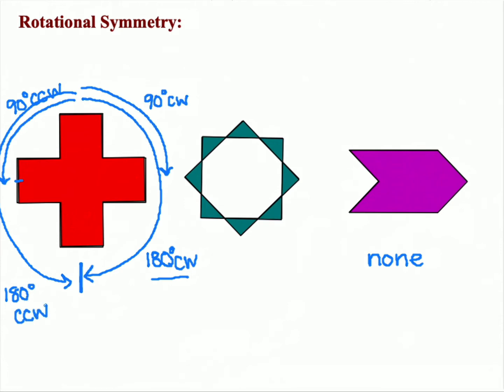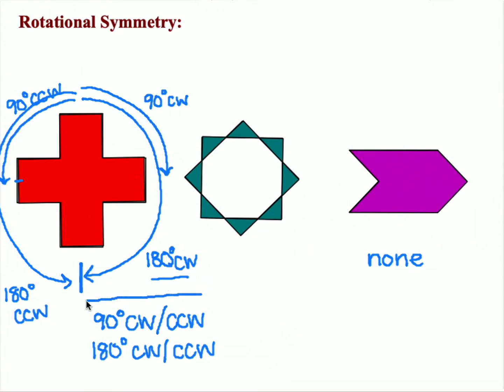So the way that I would usually write my final answer is I would write 90 degrees clockwise and counterclockwise, and then 180 degrees. And I'm going to list both. It's a little bit redundant, but I listed both of them. So that's a nice description of the rotational symmetry of that red cross.